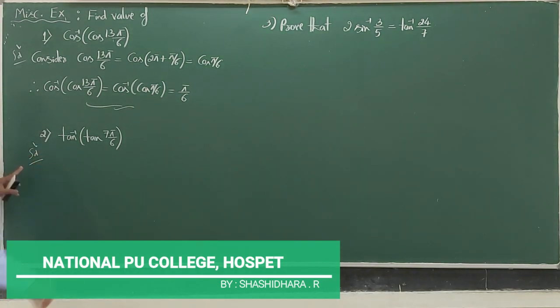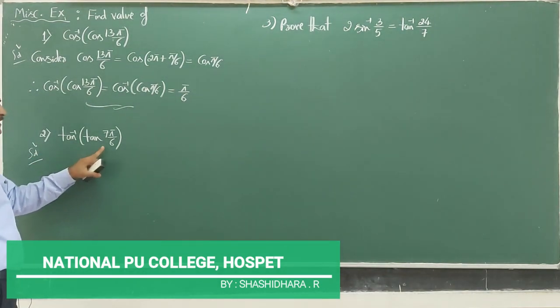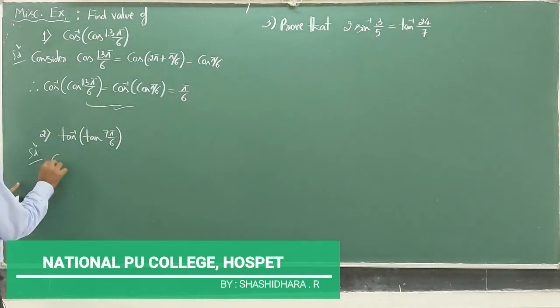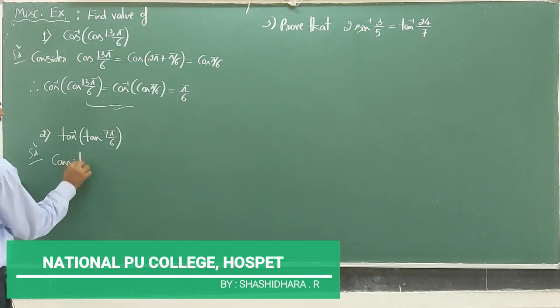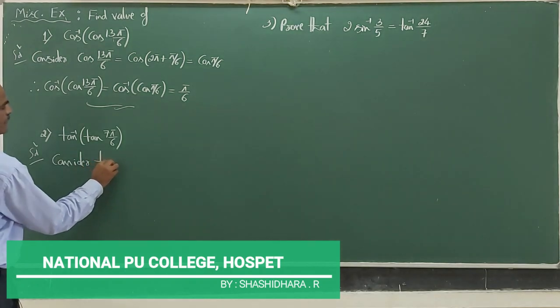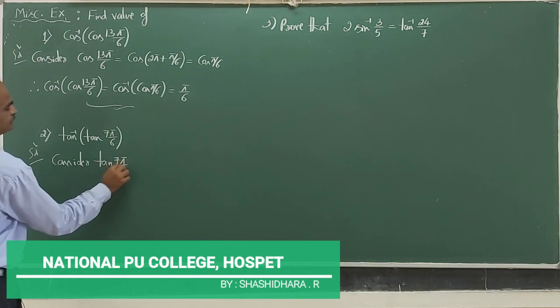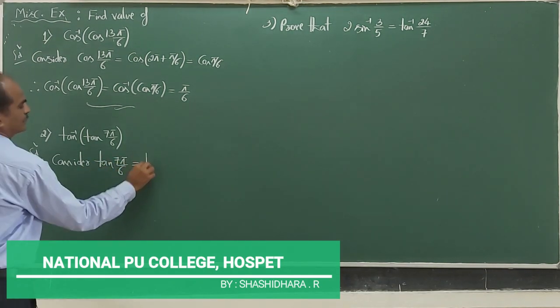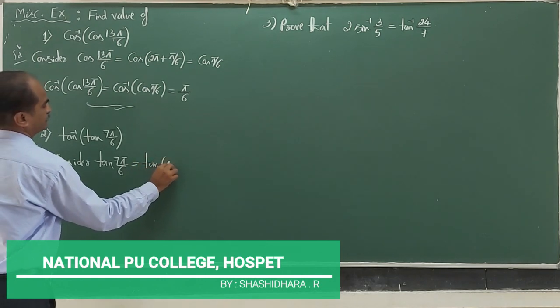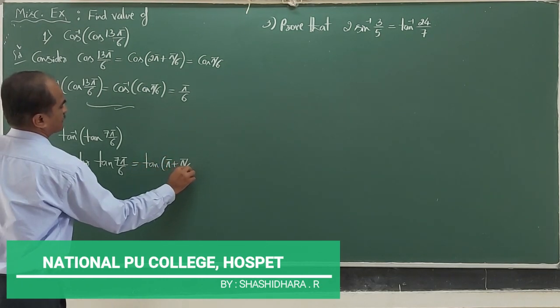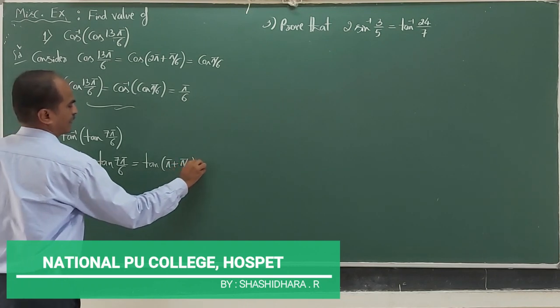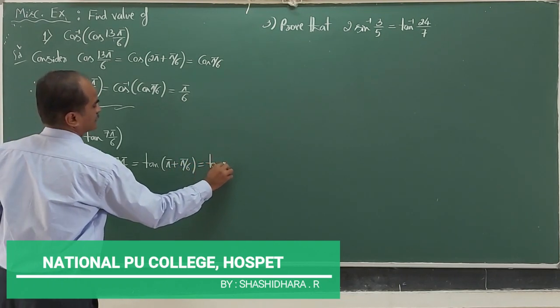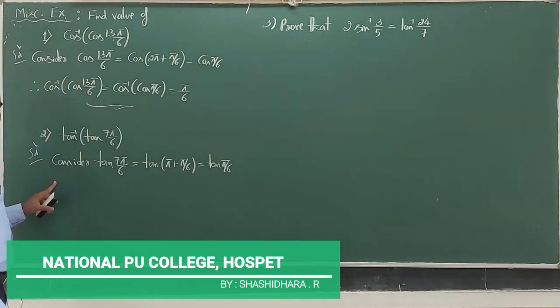Similarly, next one, tan inverse of tan 7 pi by 6. First, let me consider tan 7 pi by 6. It is written as tan of pi plus pi by 6. Tan of 180 plus theta is tan theta. So, we get tan pi by 6.